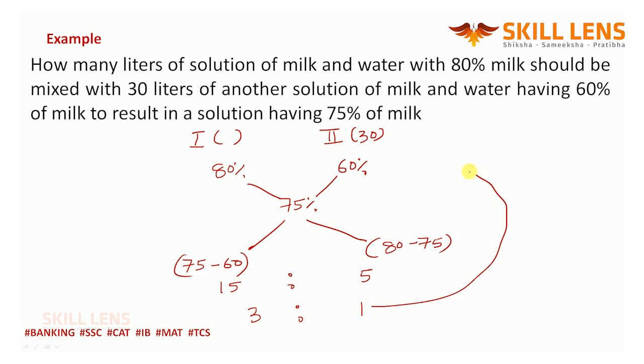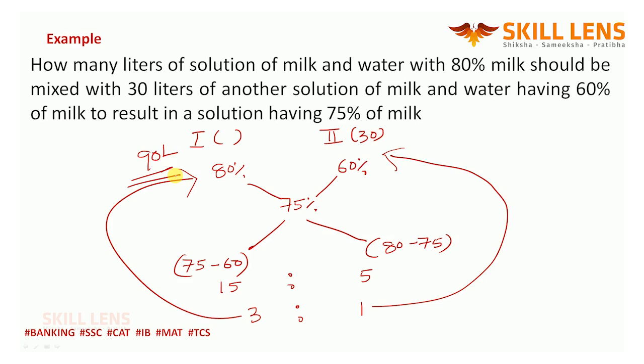Yes. 1 part refers to 30 liters. Then 3 parts refers to how many liters? 90 liters. So this is how you can get your answers by using the method of alligations in mixtures. So this is a nice concept. So this is how you need to solve your particular questions. Hope everybody understood this particular question. Okay, these types of questions are asked in banking exams, SBI, IBPS, SSC exams, CAT exams, Intelligence Bureau, MAT, and TCS.